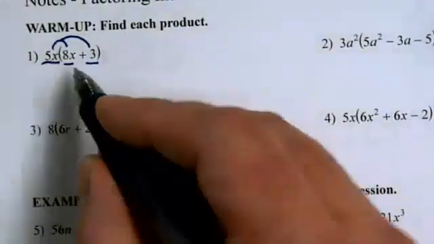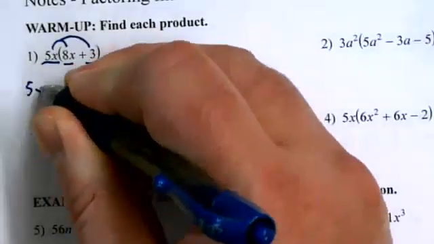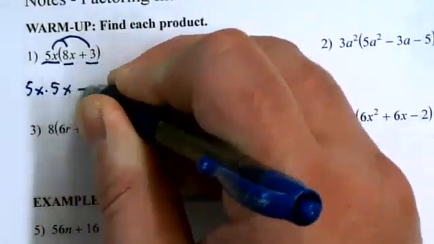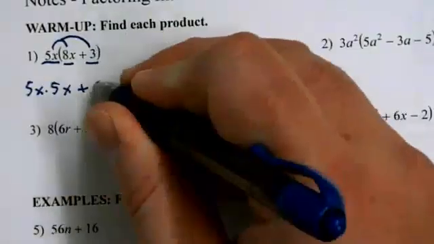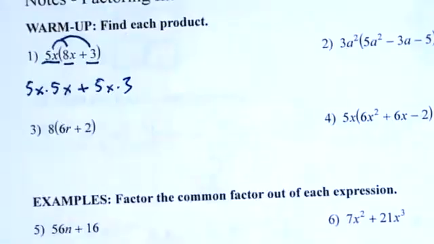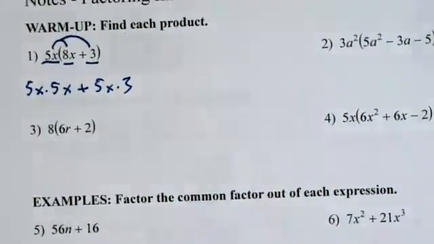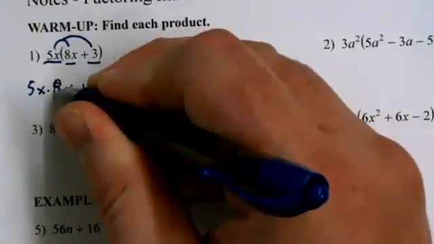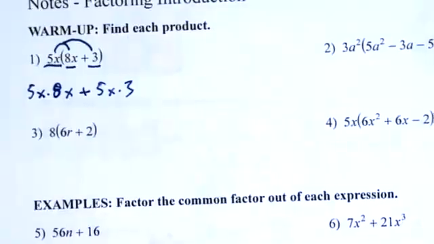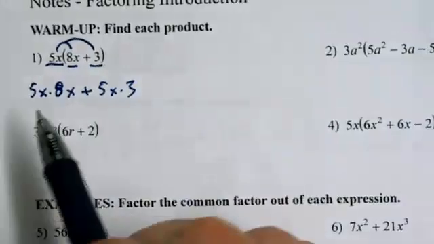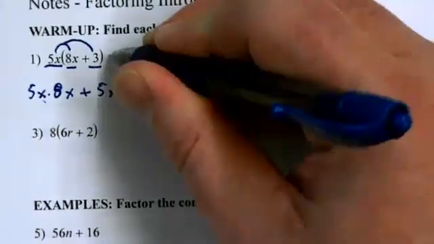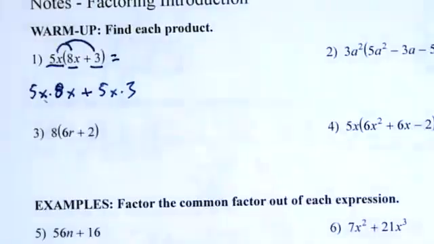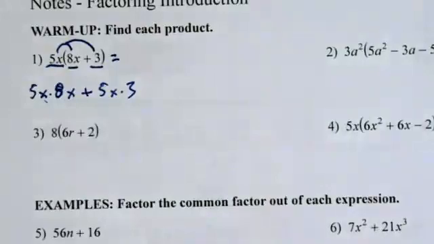So I'm going to do 5x times 8x plus, and then I'm going to do 5x times 3. I did that wrong. That's what I get for trying to talk and write at the same time. Thank you for correcting that for me. So 5x times 8x and 5x times 3. Normally I wouldn't write that out, but since it's the first one in our notes, I think that's a good idea. Let's go ahead and do it.